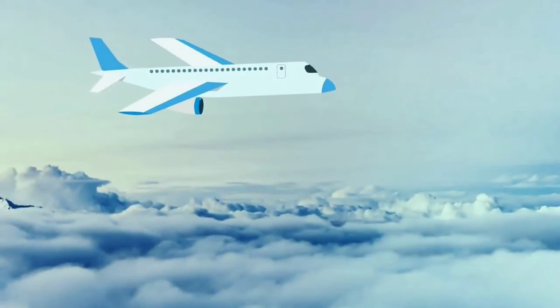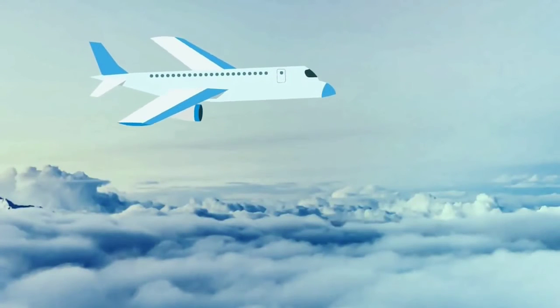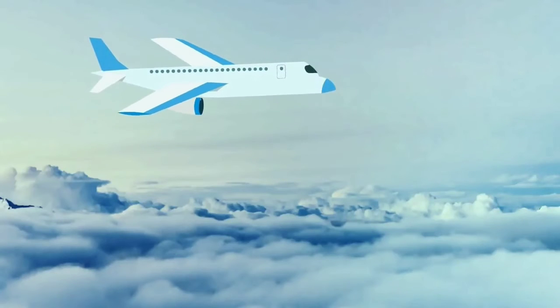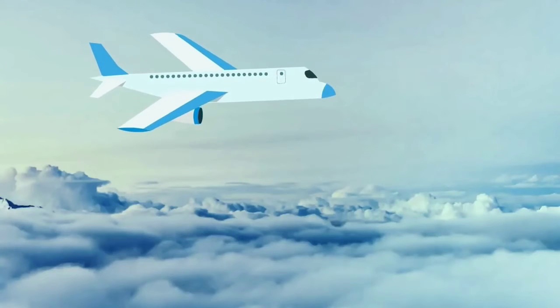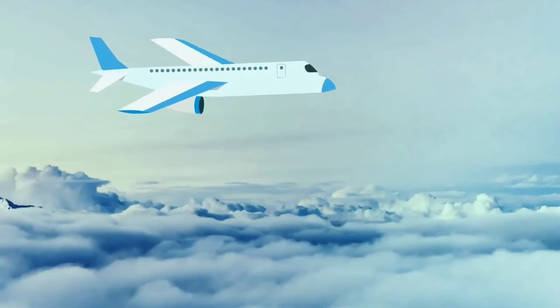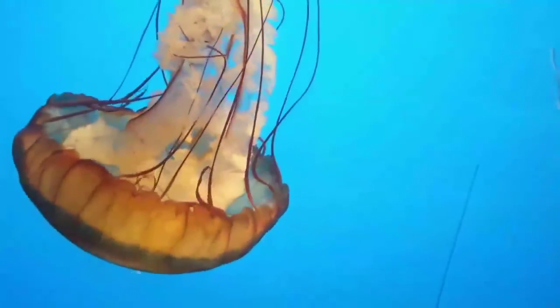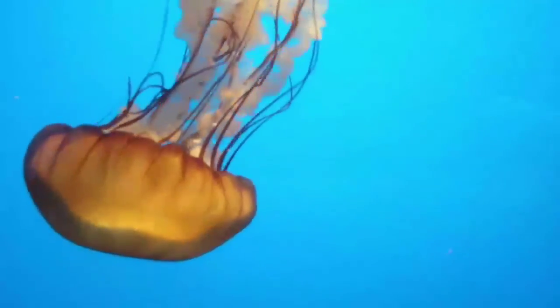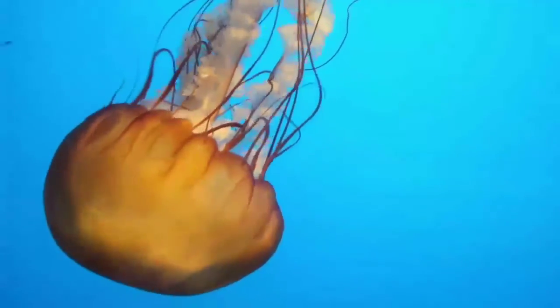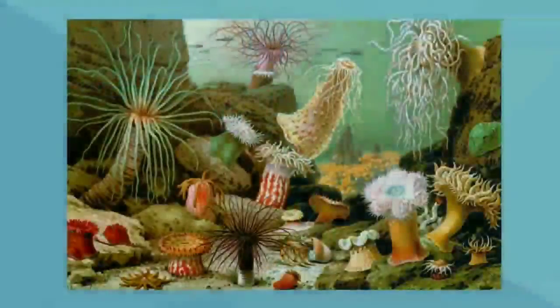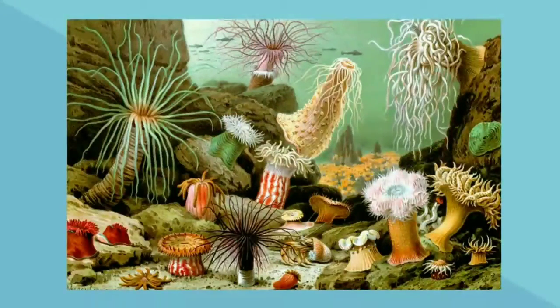Cnidarians move by jet propulsion inside their bell, and what happens is that it allows them to propel themselves forward. Not real fast, but it works. Sea anemones can move also. They move very slowly over the rocks, or they may move with a wiggle with their base. Take a look at this example.